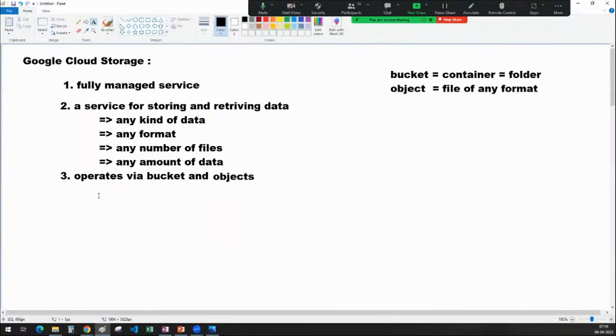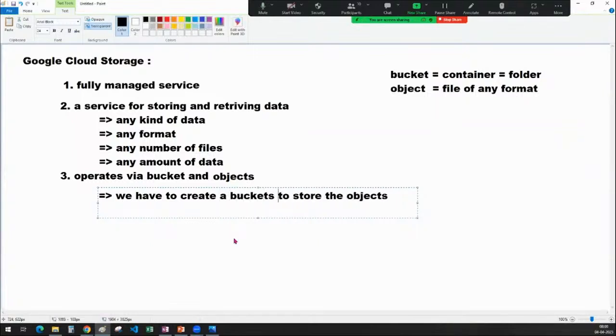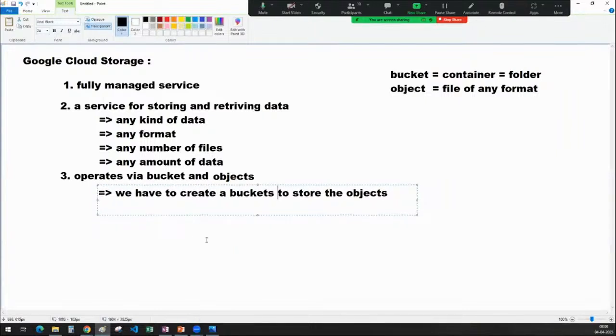So what does that mean, sir? If it is operating via buckets and objects, do I have to create a bucket to store the objects? Yes, we have to create a bucket. Any number of buckets you can create, and any number of files you can upload to one bucket. This is how Google Cloud Storage operates.